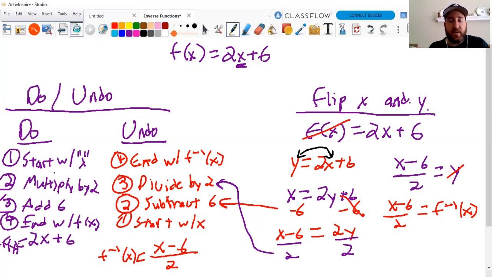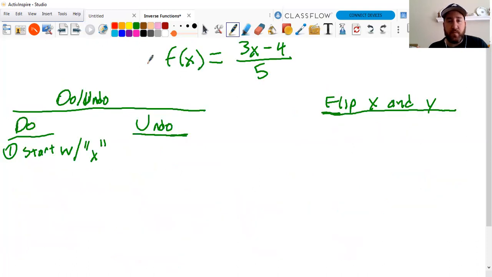All right, last example I'm going to have on this video. 3x minus 4 divided by 5. I might have to scroll down a little bit here for my steps down here. 3x minus 4 divided by 5.